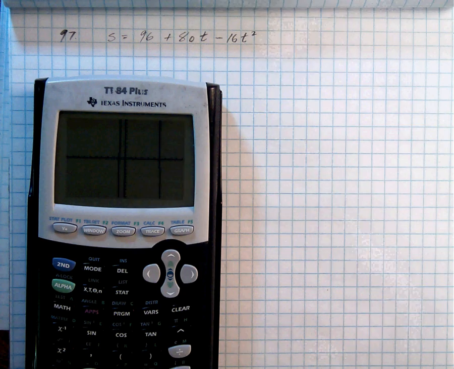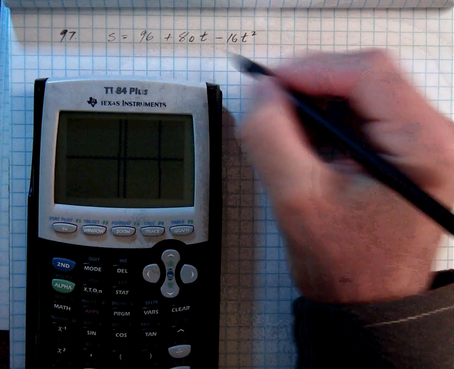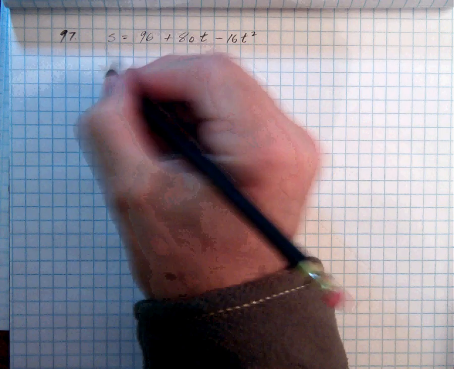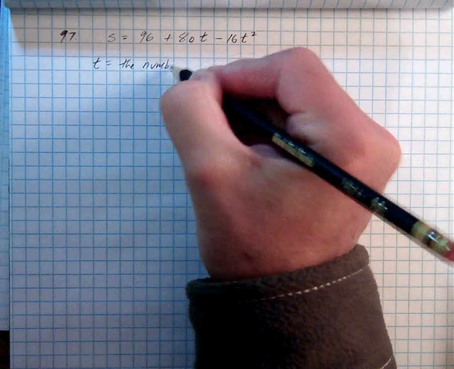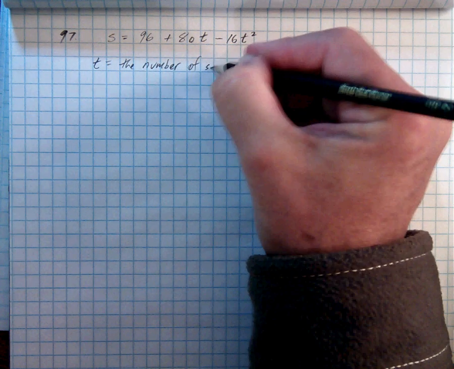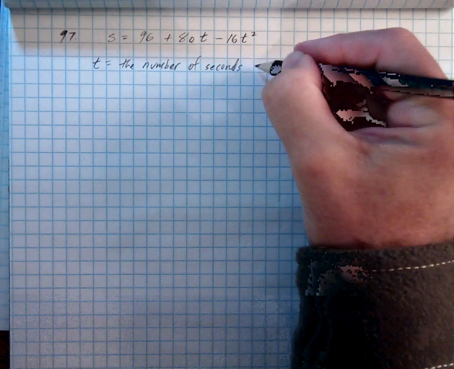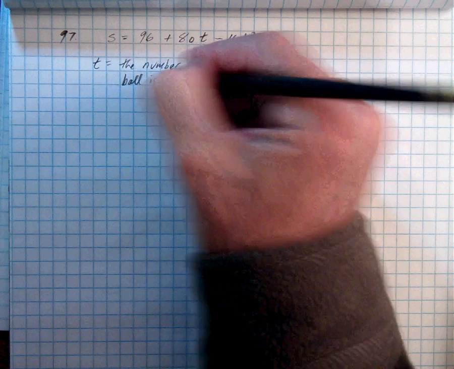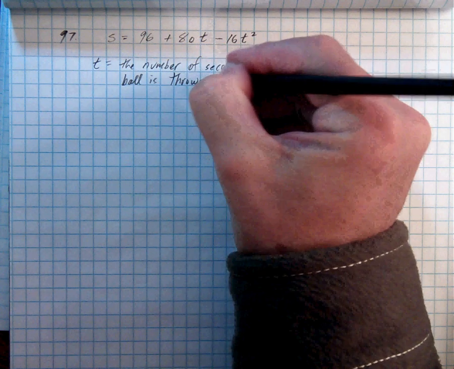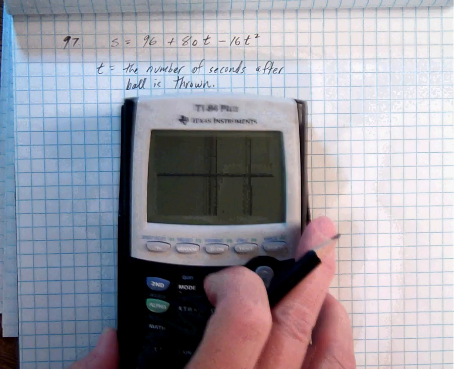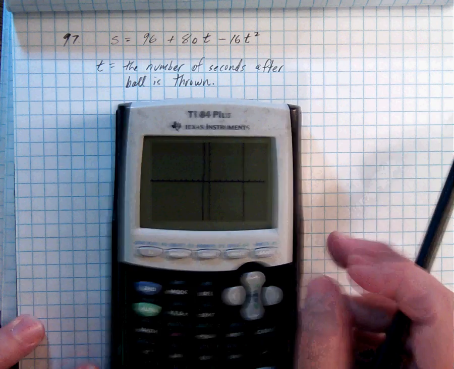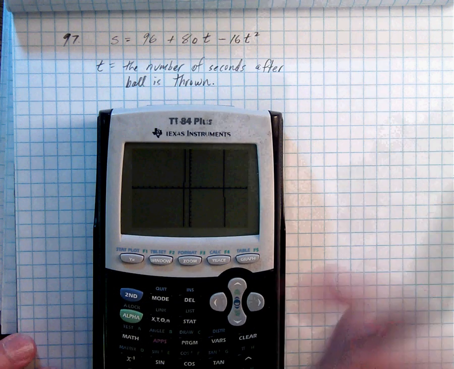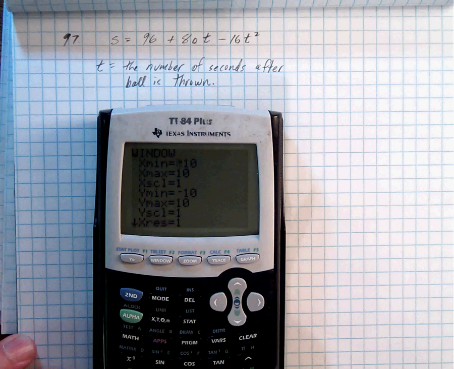So in this problem, t represents the number of seconds after the ball is thrown. So negative numbers don't make any sense here. These negative values have no practical meaning. So when I go into my window, I'm just going to start it at 0.